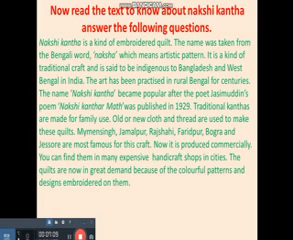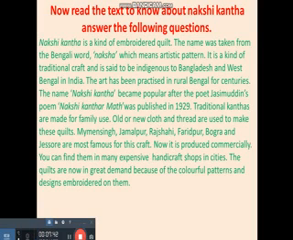Nakshi Kantha is a kind of embroidered quilt. The name was taken from the Bengali word Naksha, which means artistic pattern. It's a kind of traditional craft, and it is said to be indigenous to Bangladesh and West Bengal in India. The art has been practiced in rural Bengal for centuries. The name Nakshi Kantha became popular after the poet Jasimuddin's poem Nakshi Kantha was published. The traditional kanthas are made for families. Old and new clothes and thread are used to make these quilts.